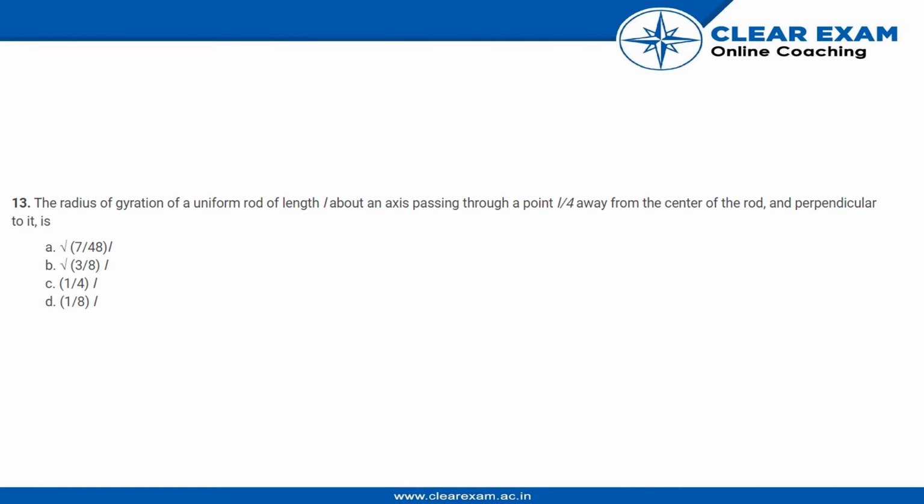Hello everyone, let's discuss question number 13. The question: we need to find the radius of gyration for a uniform rod of length L about an axis passing through a point L/4 away from the center of the rod and perpendicular to it, right?